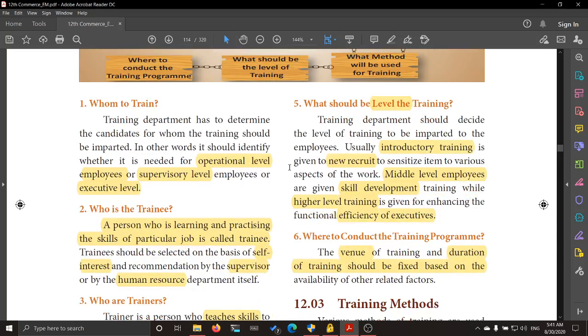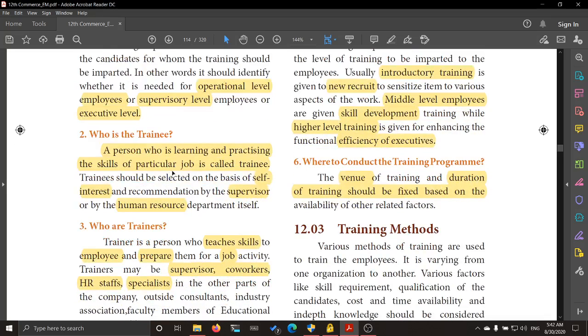Whom to train? As I told you, there are 3 levels in an organization. The lowest level is the operational level, where the employees work. The middle level is the supervisory level, or you can call them staff also. Then the highest level is the executive level, the administration level. So in these 3 sectors, which level are you going to train? Here they have told you the hierarchy levels.